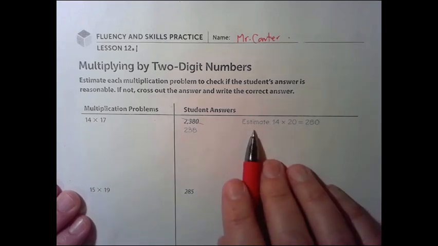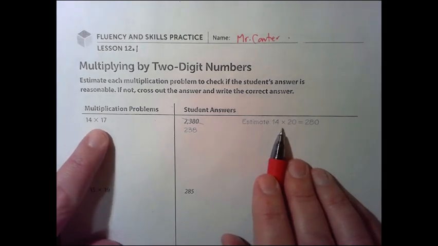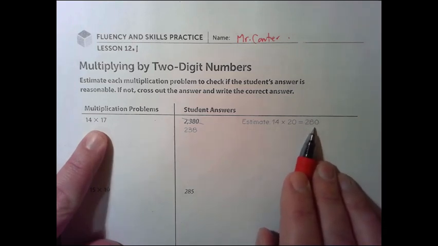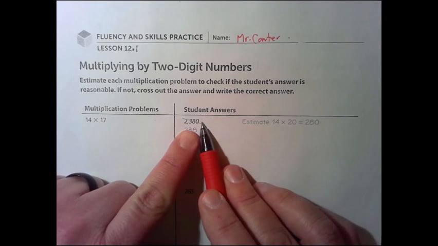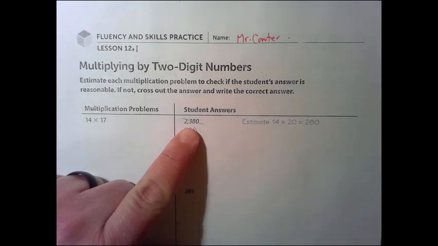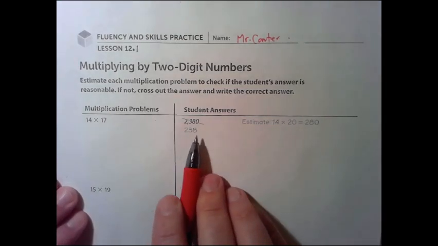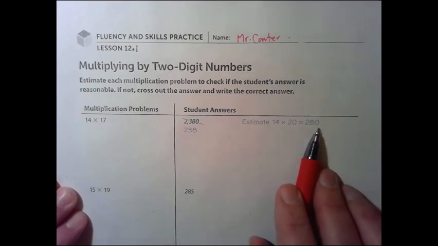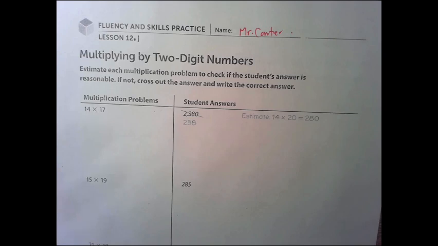Well, when you did an estimate, what they did here was they left 14 the same, and then they rounded 17 to 20. So 14 times 20 is 280. Okay, now 280 is not close to what the student answered of 2,380. So you have to go ahead and solve that and get the actual answer. So they found that the actual answer was 238, which is more reasonable, more close to the estimate. So that one is a more reasonable answer. Okay, so let's go through and do the next one.